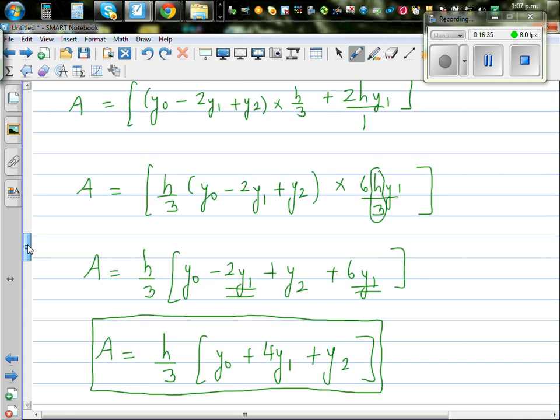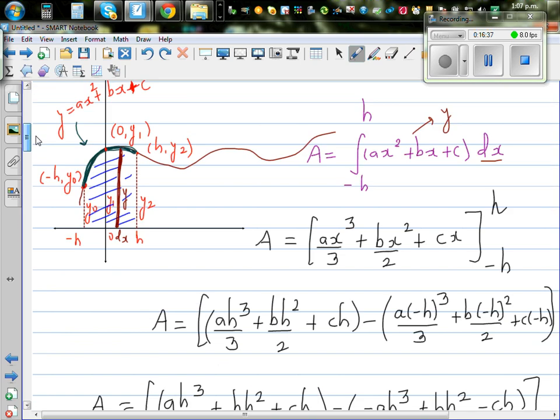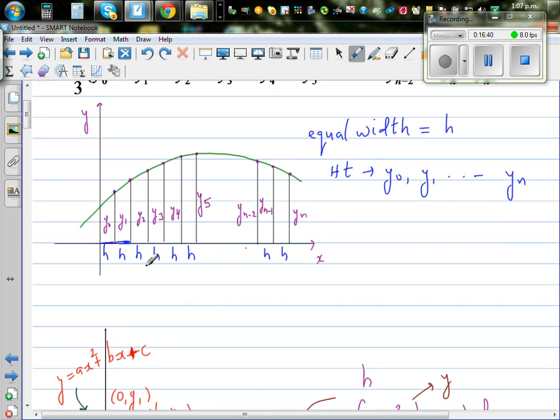Okay, so let's come back to the curve. So what are we seeing? If you take these three points, so let me shade this. If you take these 3 points, y0, y1, and y2, suppose this is the curve, what's the area of this curve? So the area of this curve would be A is equal to h over 3 times y0 plus 4y1 plus y2.